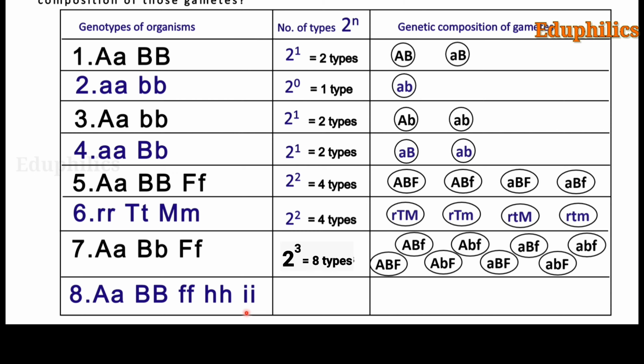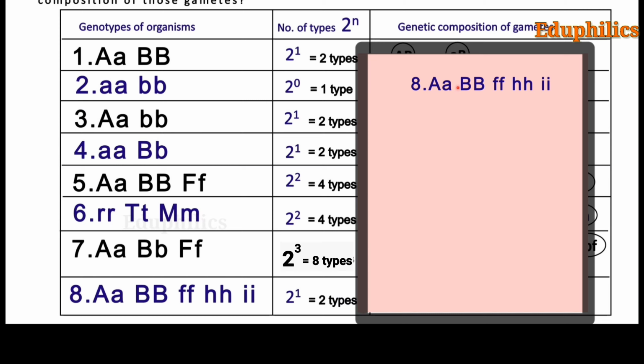In the last example, there are 5 genes. But how many heterozygous genes are there? Only capital A, small a. That means only 1 gene is heterozygous. And remaining allelic pairs are homozygous. So here n equal to 1. That means only 2 types of gametes are formed. There is a change of capital A and small a in all the gametes. That's all. Let's write the gametes.